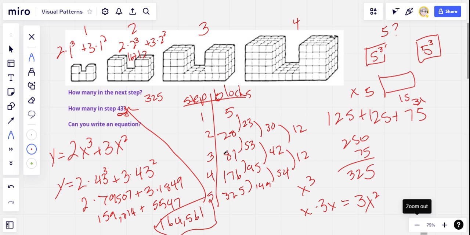Well, how did that go? I think that was an incredibly difficult challenge. It's the first time we've seen a cubic function like this. Were you able to figure out the number for step 5? If so, feel good about yourself. Were you able to go beyond that? Amazing. Let me know. Thanks, everybody.